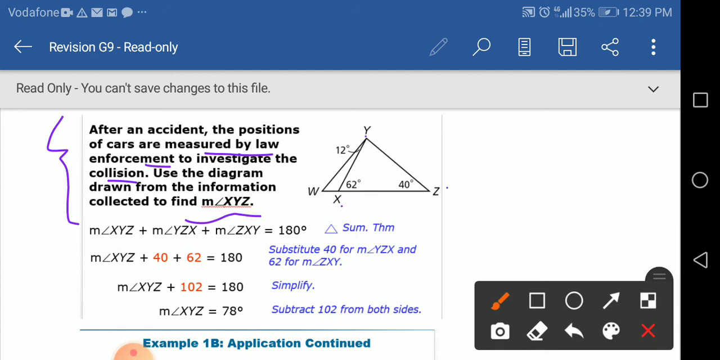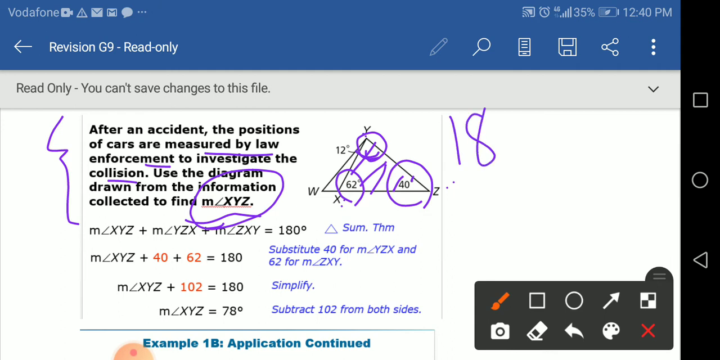XYZ. What should I know? I want to know the angle. This is triangle XYZ. In this triangle, we have one angle that measures 62 and another angle that measures 40, and I want to know the third angle.